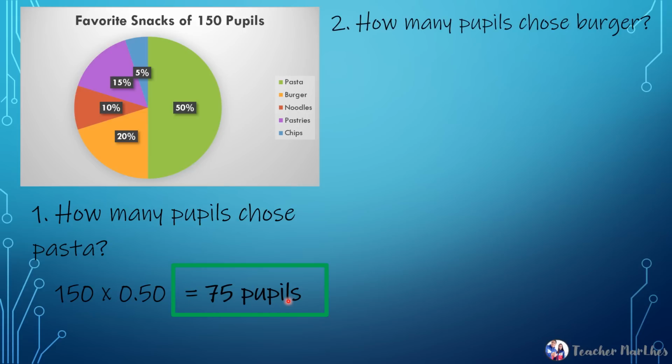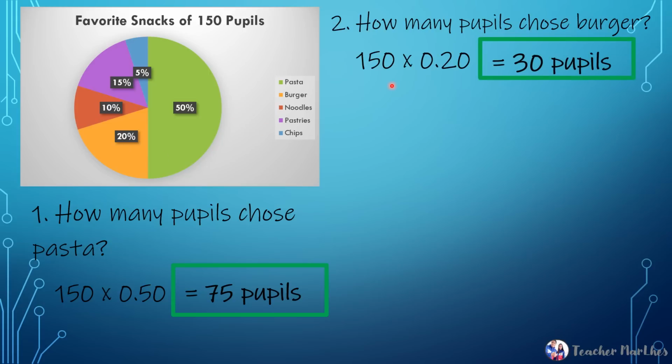Number 2, how many pupils choose burger? So, same process. So, 150, that is the total number of pupils times 0.20. So, hinahanap natin yung percentage. So, 150, kumbaga ito yung base. Then 0.20, that is the rate. So, ang hinahanap natin ay yung percentage. 0.20, burger, kasi 20%. So, 150 times 0.20 is equal to 30 pupils. So, 30 pupils ang pumili ng burger.